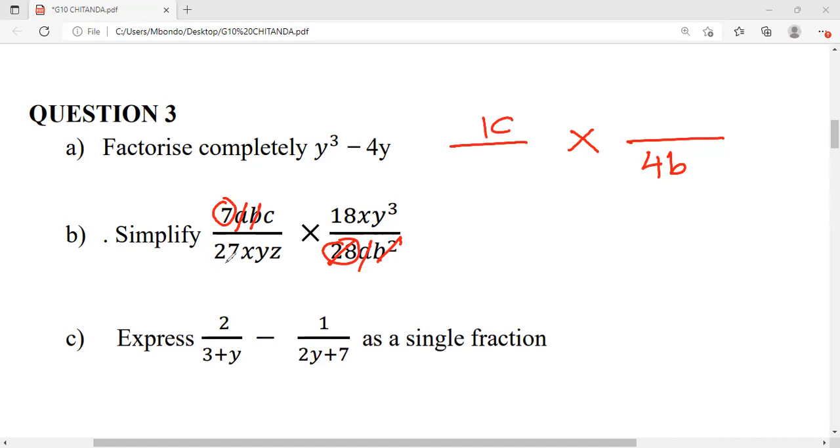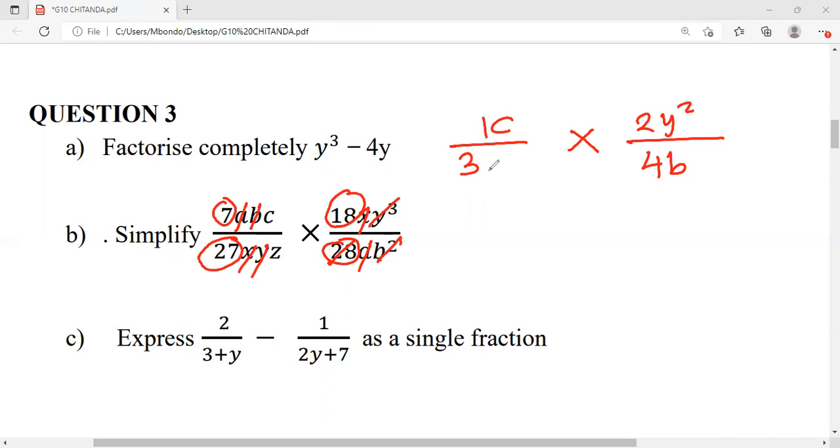Then we go to the other side. We look at 18 and 27. What number can go into these two numbers? The highest number is 9, which we call the highest common factor. 9 into 18, it's 2. 9 into 27, it's 3. Then look at x. We have our x here, which will go with that one. The y here, 1y. Then here will remain with the y squared.